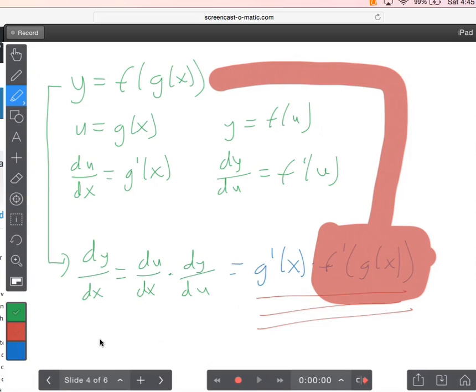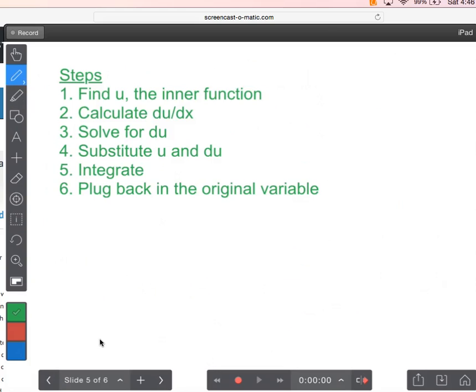And then the other potential thing is that inside of that f prime of g of x, the g of x there, that inner function, we should see that derivative located inside of our integrand as well. So, particular steps that we can use to help perform this integration by substitution are listed here.